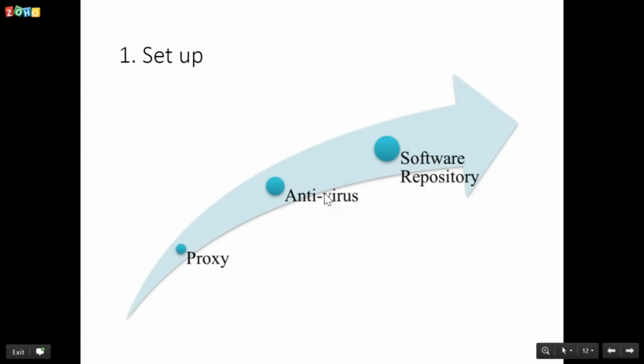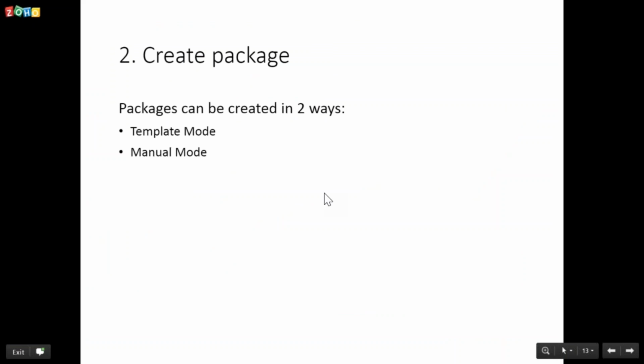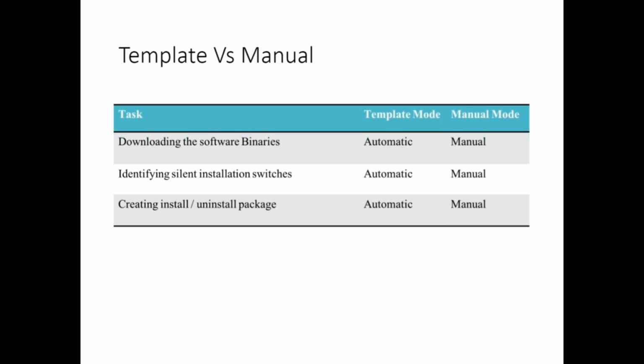So once you're done with the setup, comes the creation of the package. So you have your exe or MSI file with you. How can I create the package? There are two different modes through which you can create the package. One is the template mode, second is the manual mode. Now let's have a look at the difference between template-based deployment package creation versus manual package creation.